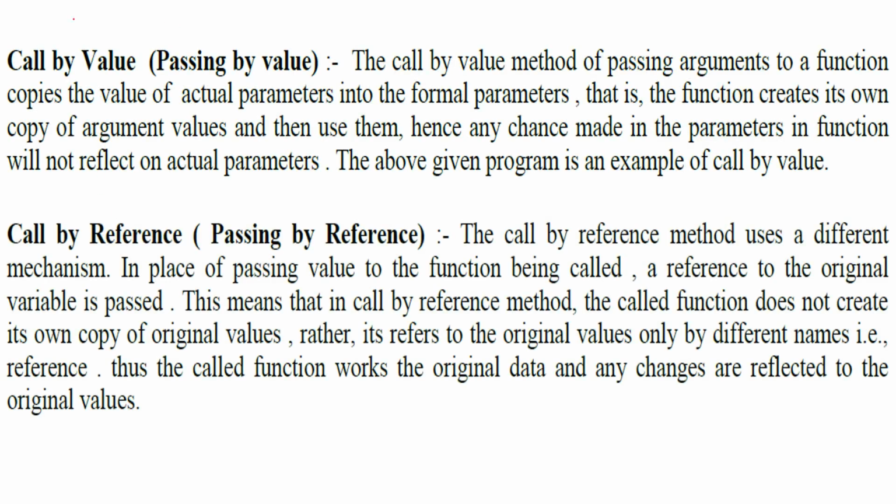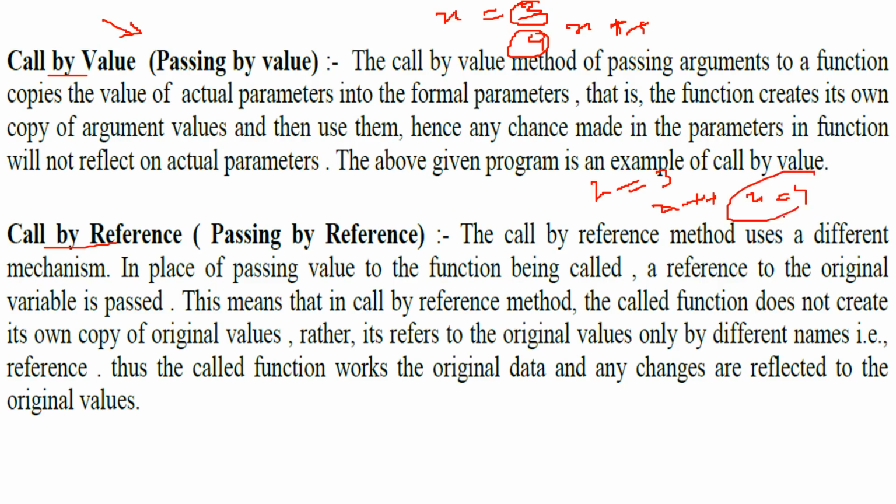Now there are two things: call by value and call by reference. Say you have x equal to 3, and you say x plus plus in the function. This 3 will become 4, but you may not want x to become 4, that is, you don't want the original value to change. For that, you use call by value. But if x equal to 3 and you say x plus plus, and x has to become 4, that is, you want the actual value being passed to be changed, for that we use call by reference.